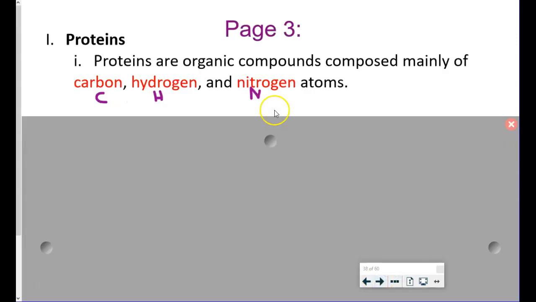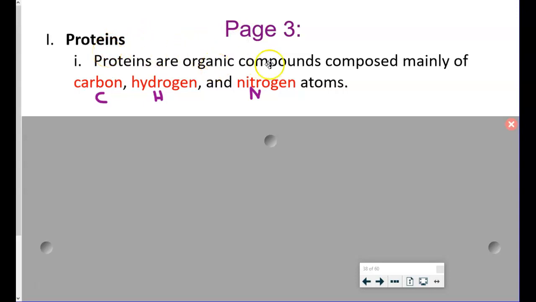Okay. So if you're doing the fill-in-the-blank notes, this starts at the top of the third page. If you're writing in your notebook, that's fine. Go ahead and get your notebook out. Okay, so we're going to start with proteins.